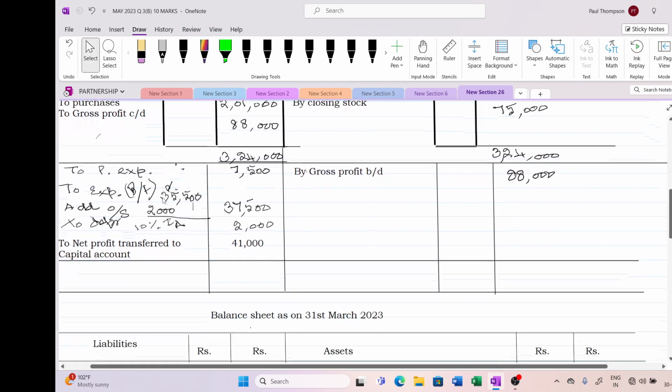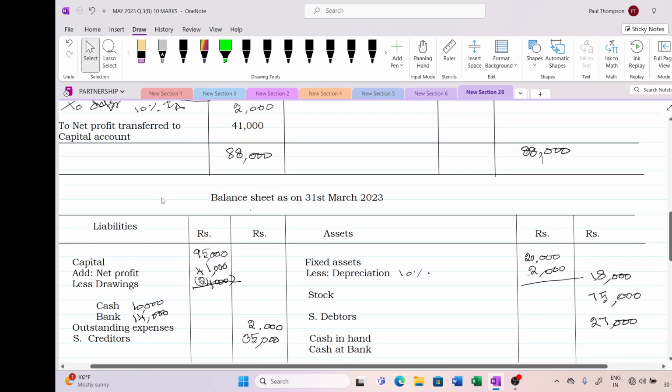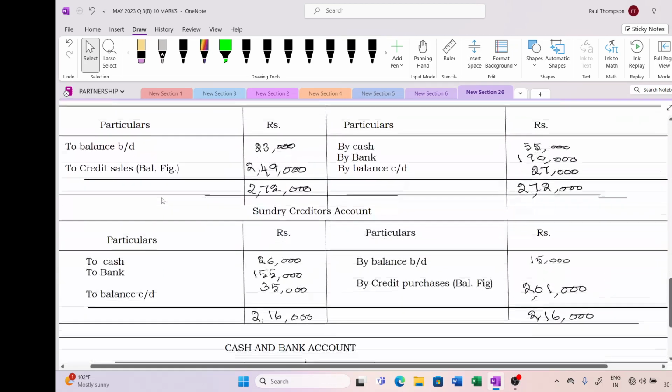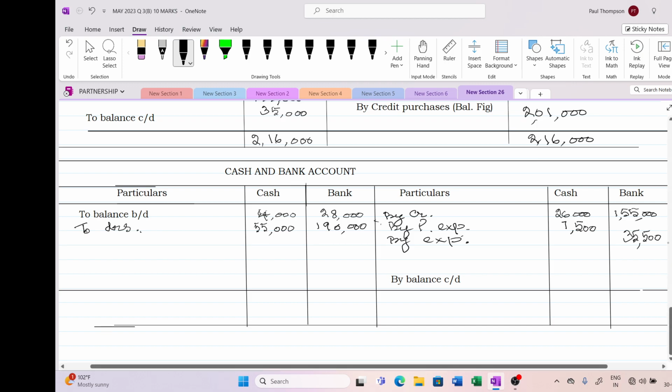Now we have to go to bank account. So let me clear here 88,000. So you cannot close the cash and bank account before closing this P&L account. So 35,500. So expenses is paid. If you write here, even at the last, you will be able to find out that something is not done yet. So 35,500, 155,000, and drawing account, I have forgotten to write here.